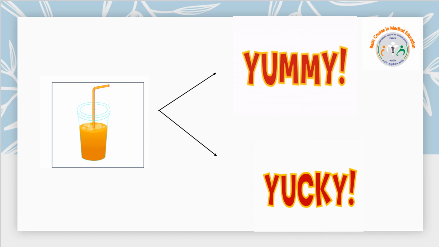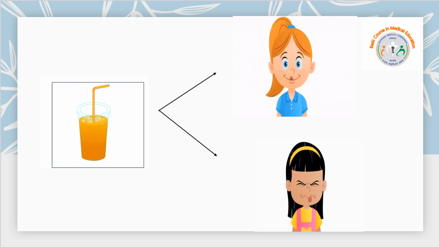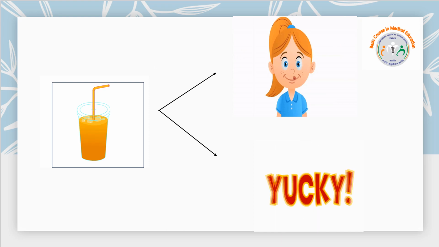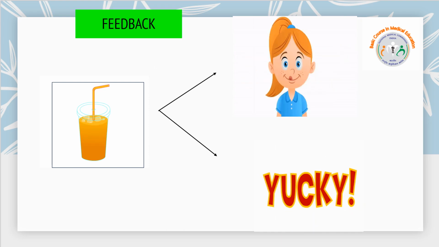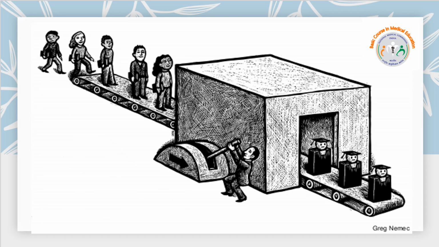So what is important here? Not just the input, processing and output, but most importantly the feedback. So in a system we should have input, process, output and feedback. So in the educational system we know that we are running a process in this way.